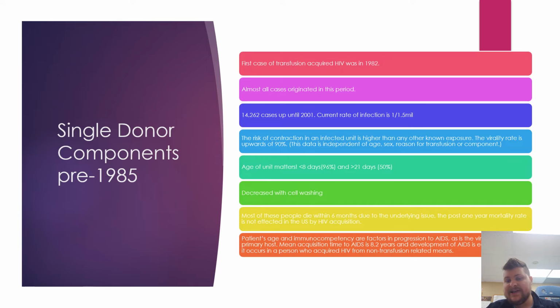If it's less than 8 days, we're talking a 96% infection rate, and over 21 days, 50%. However, we can slightly decrease this if we are washing the cells. This is not something that we do commonly, therefore it's not as important, but I do think that we need to mention that. You might want to wash these if you have a known HIV patient. You might want to wash the cells.